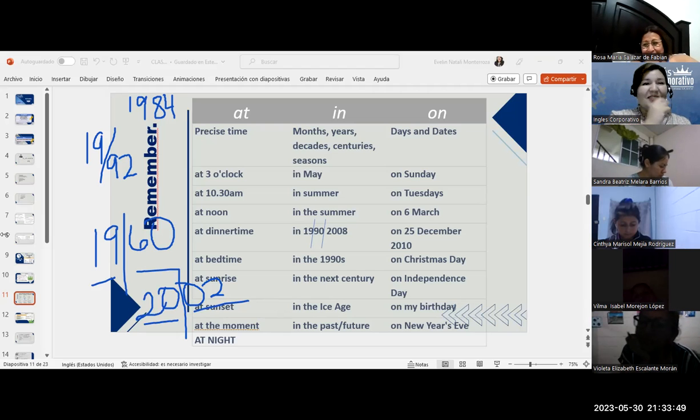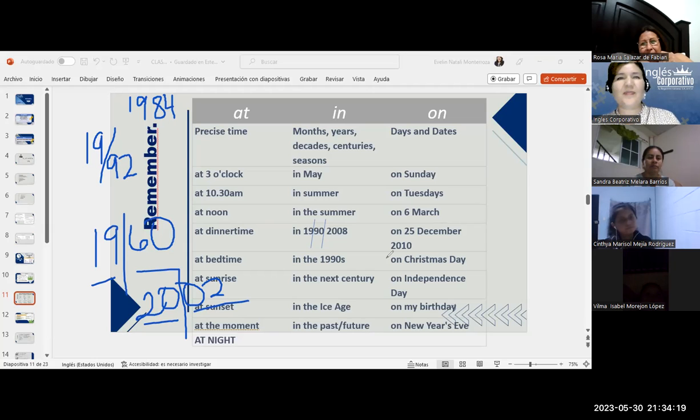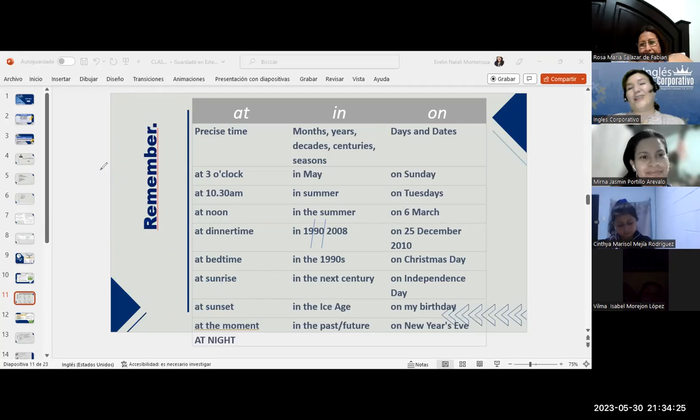Yamilet, how old are you? 2003. 2003, you see? 2003, another very young soul. Roxana Yasmin? 1998. 1998, yo la hacía bien chiquitita todavía. Let's see. And the last one, I'm going to ask Mirna. 1986. So that's the way you use in, right?